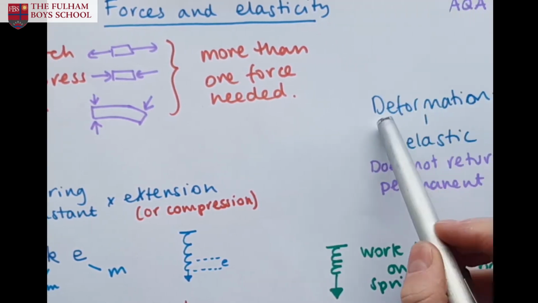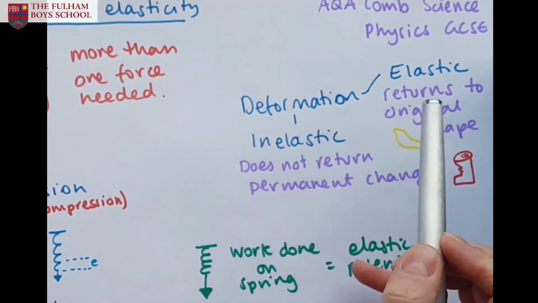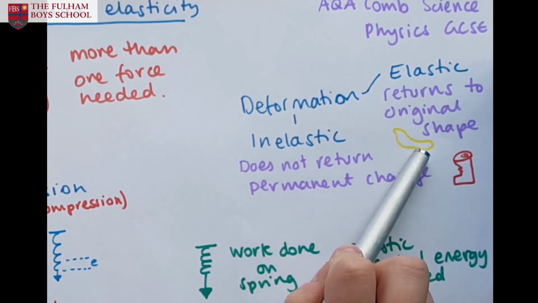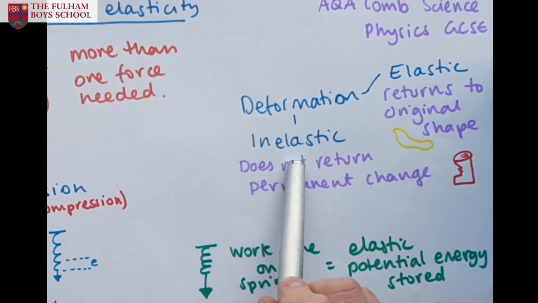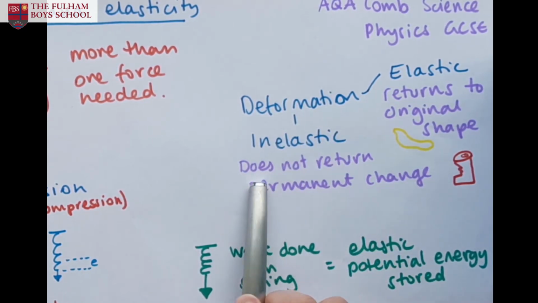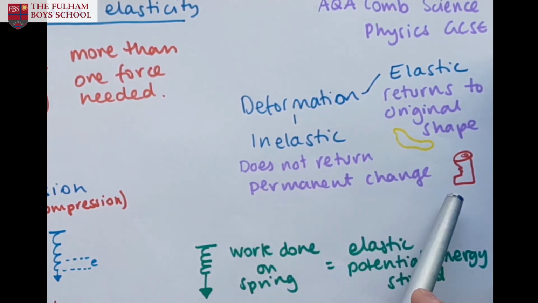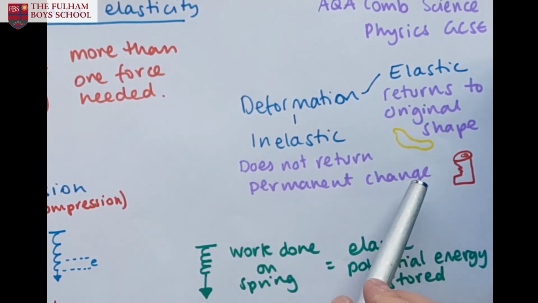These changes of shape are called deformations. An elastic deformation is when the object will return to its original shape, so an elastic band or a spring. An inelastic deformation is when the object does not return to its original shape; the object has been permanently changed, if you were to crush a can or squash a bit of Play-Doh or something.